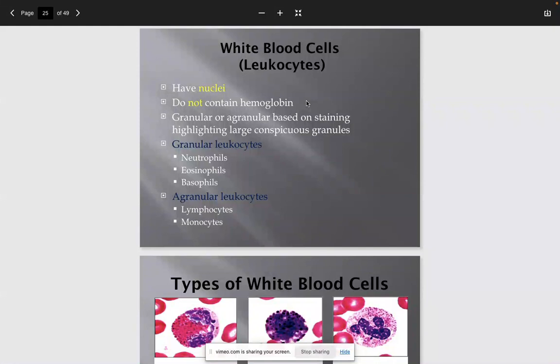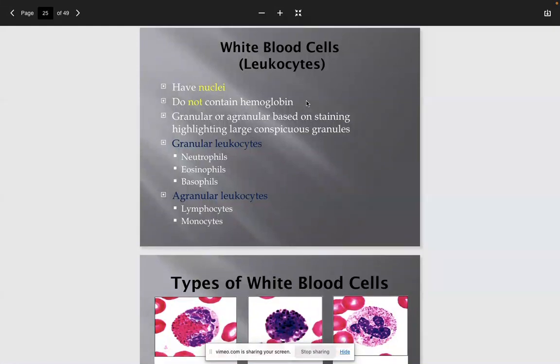And then you have your agranular leukocytes. These don't have granules. These are your lymphocytes and your monocytes. Lymphocytes will be important for immunity. They'll be important for stimulating memory cells whenever you receive a vaccine. Monocytes are also phagocytic cells that differentiate into macrophages once they come out of the tissue.